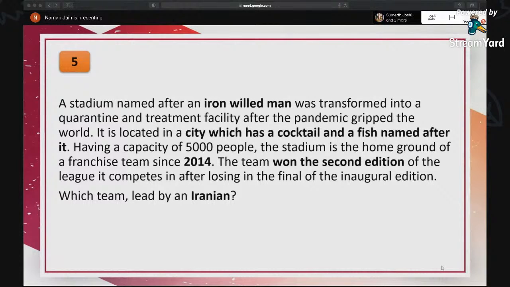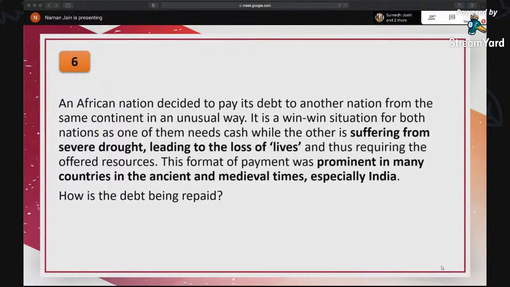Question number 6. An African nation decided to pay its debt to another nation. See what I have to do so that people don't Google. I have to use an African nation to another nation. But bear with me. So from the same continent, in an unusual way, it was a win-win situation for both nations, as one of them needs cash while the other is suffering from severe drought.